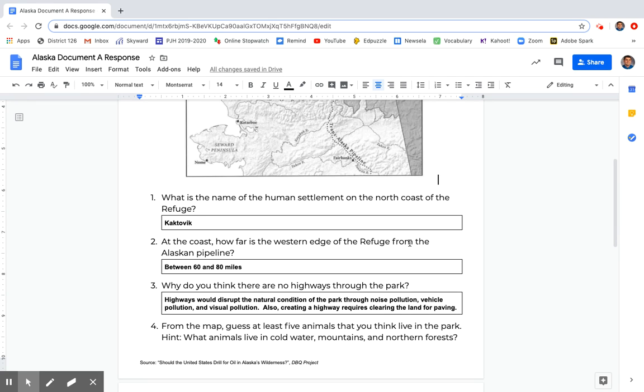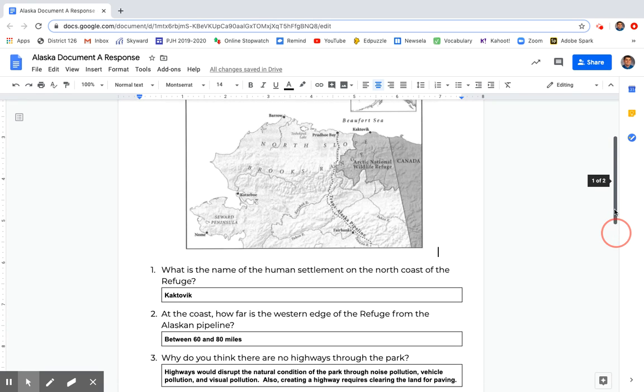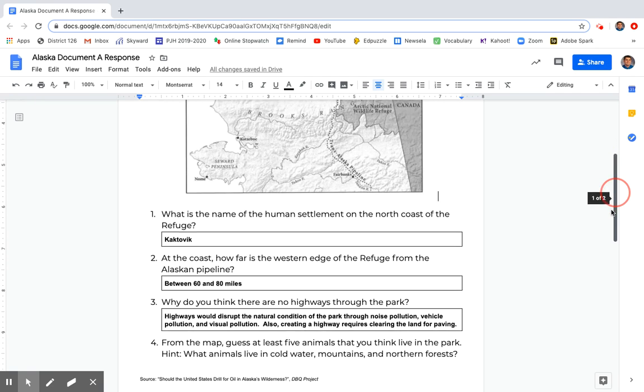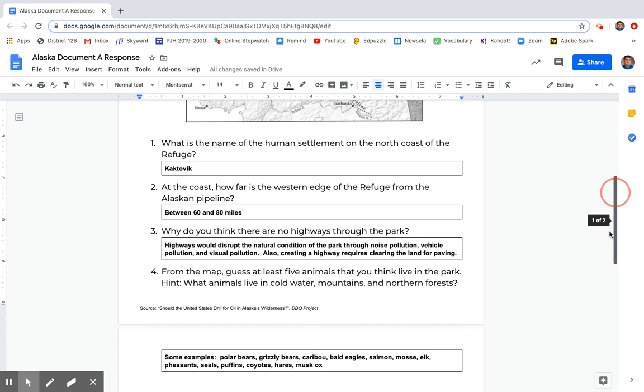Highways would disrupt the natural condition of the park through noise pollution, vehicle pollution, and visual pollution. Also, creating a highway requires clearing the land for paving. So when you think about it, highways, yes, they make life much easier. You can travel fast over vast areas of countries and land. However, there are some drawbacks to that as well. And if they were to put some highways in here, a lot of the wildlife, the actual land, the animals, people that are there to see the wildlife, a lot of those would take a hit. It would have more of a negative connotation for the actual refuge.